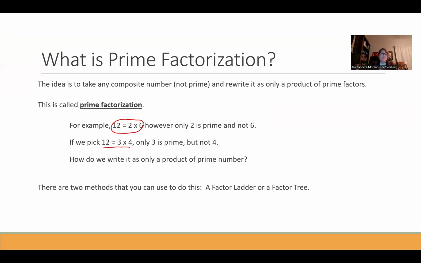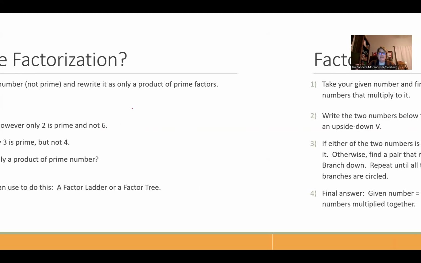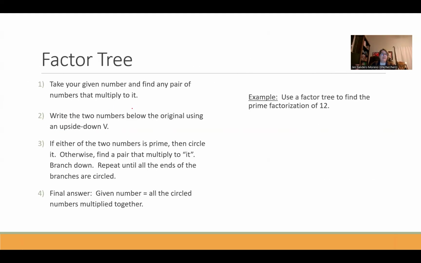Okay, so basically both of these are fails. Neither of these are technically a prime factorization. I need only prime numbers multiplying each other. So I'm going to show you two methods. The first one is a factor tree. You're going to take your given number and find any pair of numbers that multiply to it.